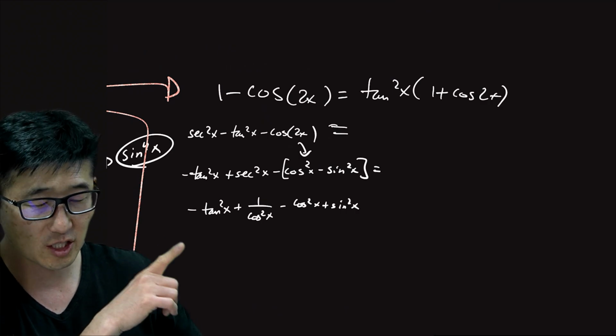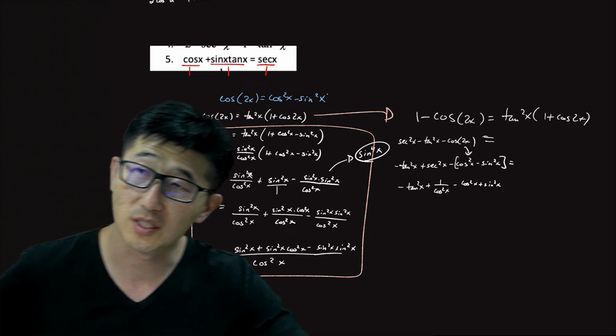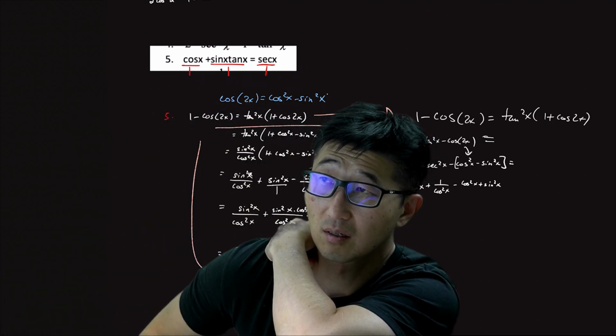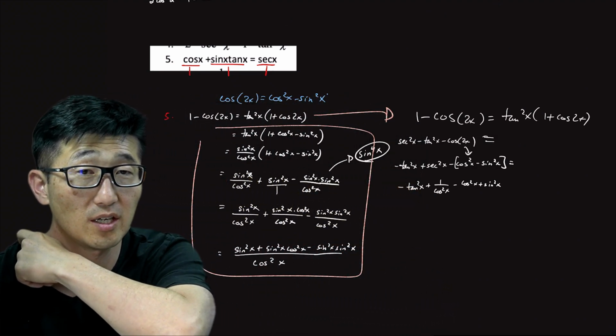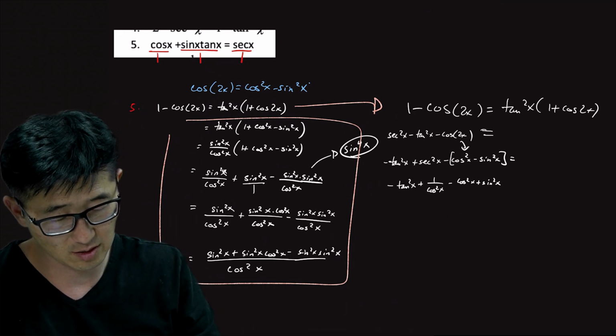Here, why don't you try the next problem? Let me keep working on this. Which one's your number 6? What does your number 6 say? It's secant y minus 1 over 1 minus cosine y is equal to secant y. Okay, so give that a try. And let me just work on this on the side.